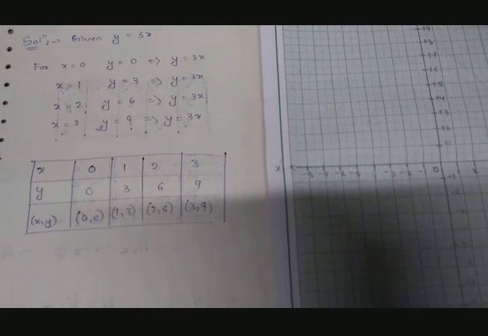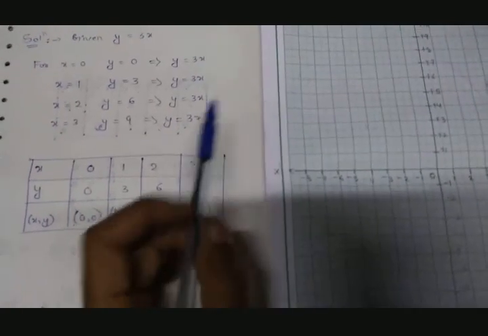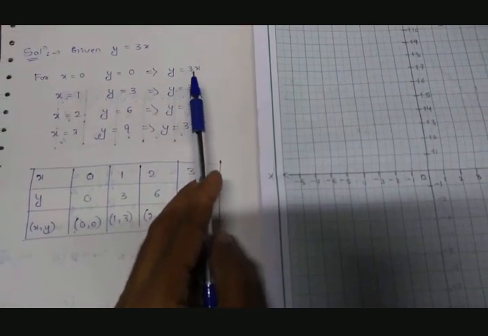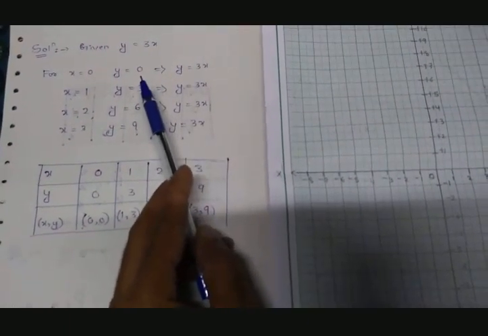Now moving on to the next problem, that is y equals 3x. Again I have randomly checked by the method of trial and error for x equals 0, y equals 0, and hence it gives the value, that is y equals 3x. If you substitute x equals 0, you will get y equals 3 into 0, and you will be getting y equals 0.